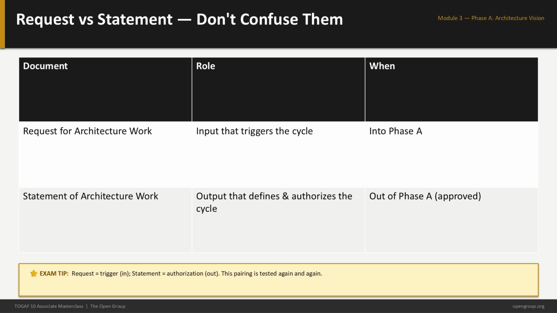Let's hammer home the distinction that catches the most people, side by side. The request for architecture work is an input. It's the document that triggers the cycle, flowing into phase A. The statement of architecture work is an output. It defines and authorizes the cycle, and it comes out of phase A once approved. So, request equals trigger, coming in, statement equals authorization, going out. If you internalize just this one table, you'll bank the marks on what is genuinely one of the exam's favorite question patterns. Request in, statement out.